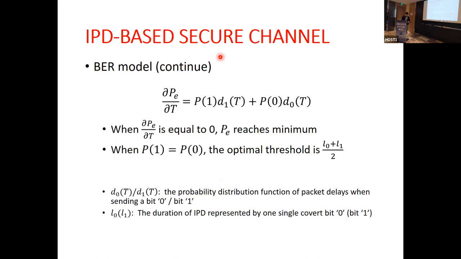Now we rewrite the derivative formula. When this formula is equal to 0, PE reaches its minimum. That is to say, when the probability of sending bit 1 is equal to that of sending bit 0, we get the optimal threshold, whose value is the average of the duration of IPD.